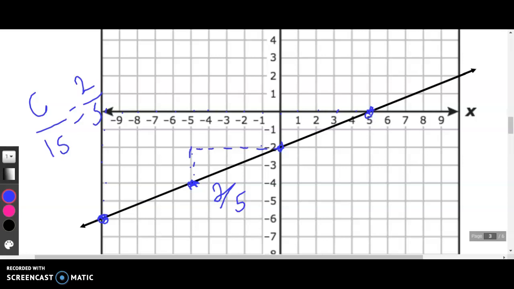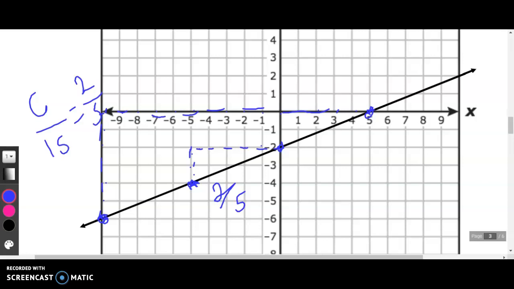So the key here is anytime you're finding slope by going from one point on a line to another, what we're doing is we're creating what are called similar triangles. Remember, similar triangles means they have the same shape but a different size. The sides are in proportion to each other. That's why they're similar.